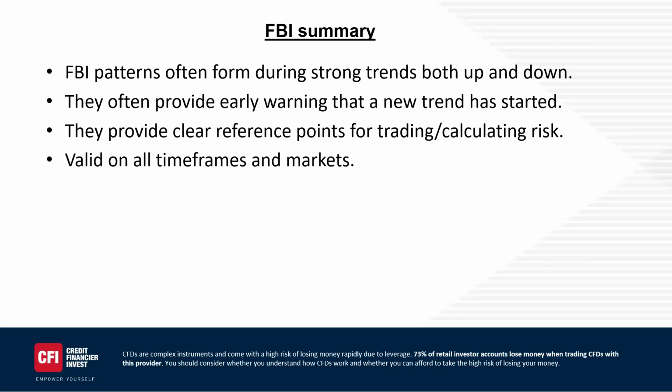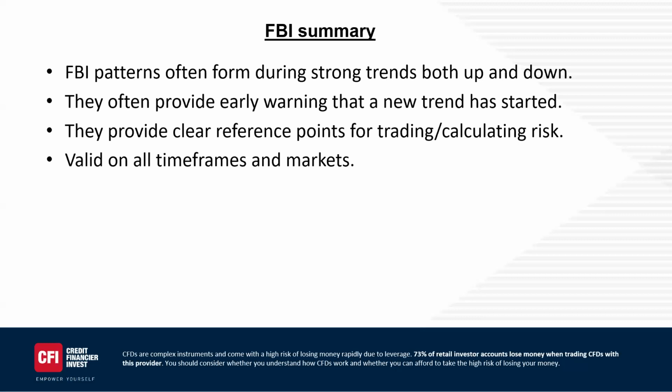So to summarize, FBI patterns often form during strong trends, whether they be uptrends or downtrends. They often provide an early warning that a new trend could have started. So in many of the examples I've shown you, that inside bar pattern forms just before the market makes a major high or a major low. So identifying the FBI at the top of an uptrend or at the bottom of a downtrend can get you in very, very early into a new trend. If you happen to be a contrarian trader, using the FBI can be quite a good entry into a trade, in my opinion.